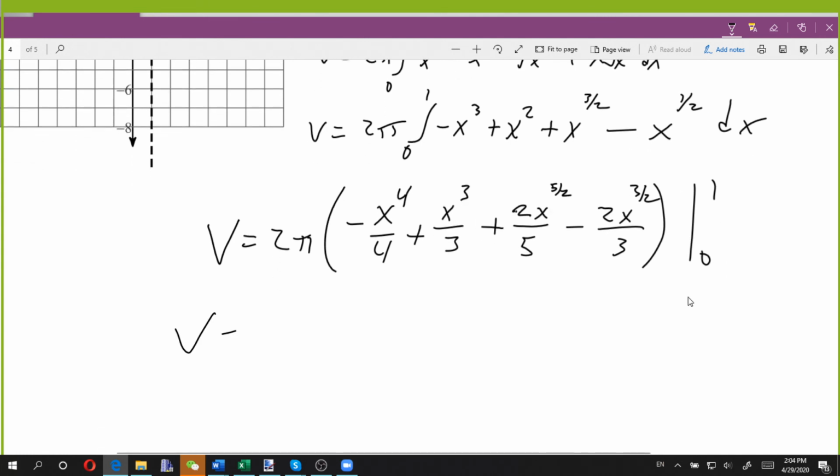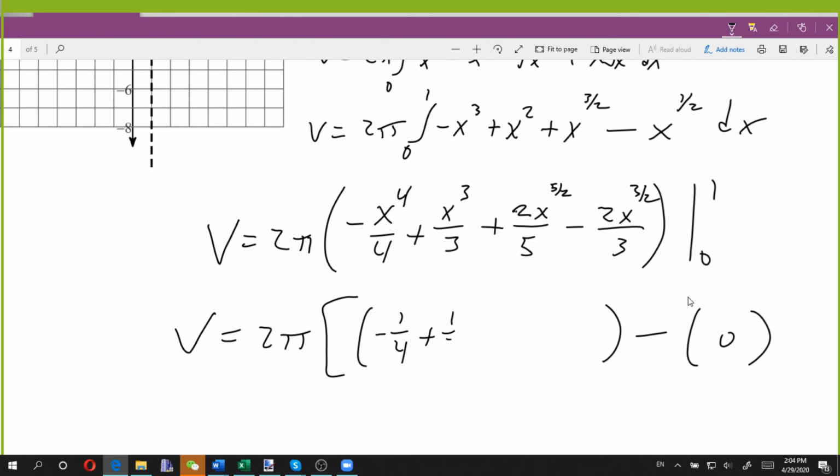Okay, so I'll do upper bound minus lower bound. My lower bound is all zeros, so I'm going to write this out as just minus 0, but when I go to plug in 1, I've got negative 1/4 plus 1/3 plus 2/5 minus 2/3.